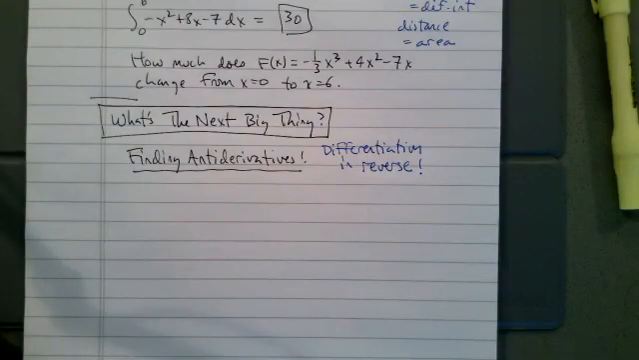Today, we want to start looking at the next big thing, which is finding antiderivatives. As the name implies, antiderivatives is just going to be differentiation in reverse. These are the antiderivatives that show up in that fundamental theorem of calculus. So all that stuff we learned about differentiation, we now have to learn it backwards.